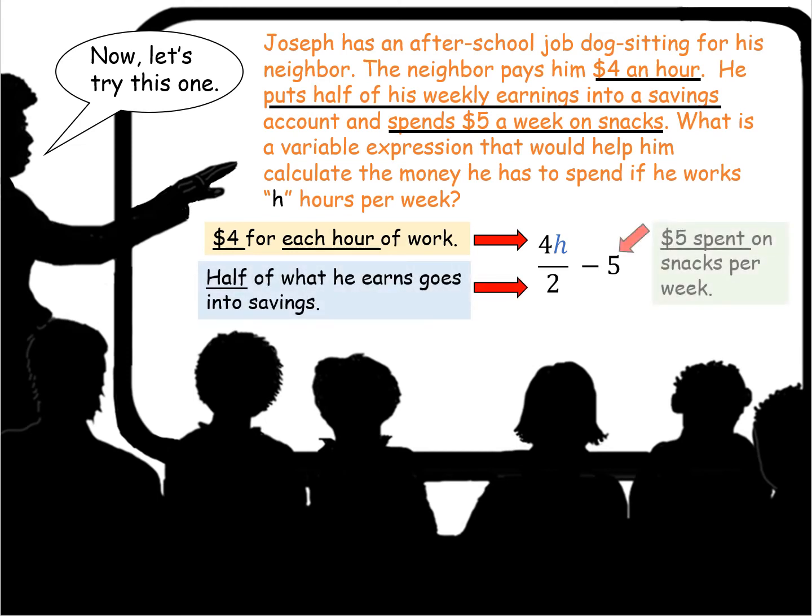So you have $4 for each hour of work, h, and you know that half of that's going to go in a savings account, so divide it by 2, and then you have to subtract out the $5 that he spends on snacks every week. So there's our expression for showing how much Joseph would have to spend each week.